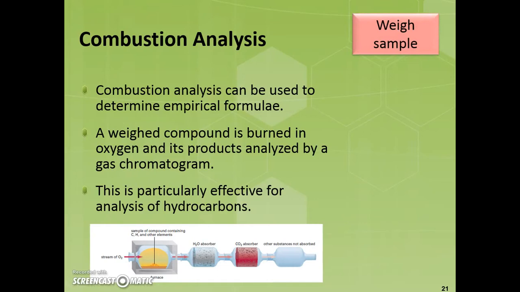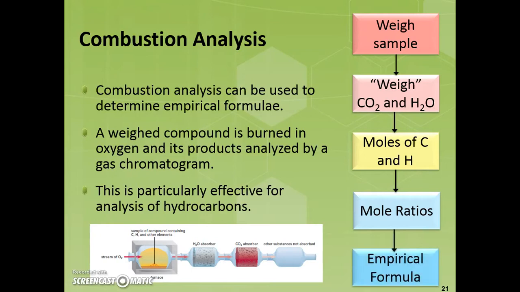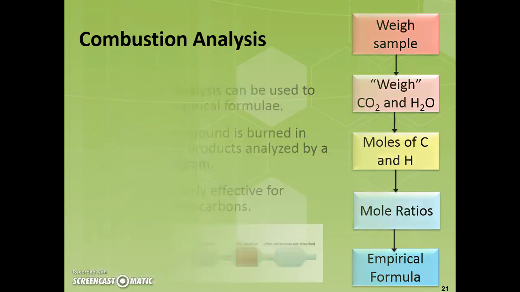So another simple flow chart: we weigh our sample, we burn it, and weigh the CO2 and H2O that comes off. We can use those things to calculate the number of moles of carbon and the moles of hydrogen that were in the original compound, because remember, we only put in oxygen when we burned it, so all of the carbon in the CO2 had to come from the compound, and all the hydrogen in the water had to come from the compound. We can calculate again the molar ratios, and then from there we can get the empirical formula. So it's just one additional step beyond the percent composition case.